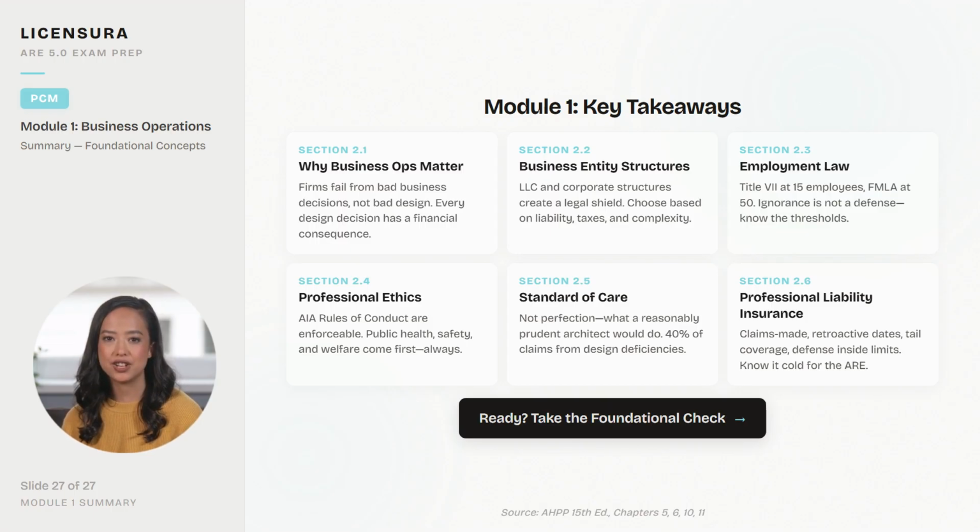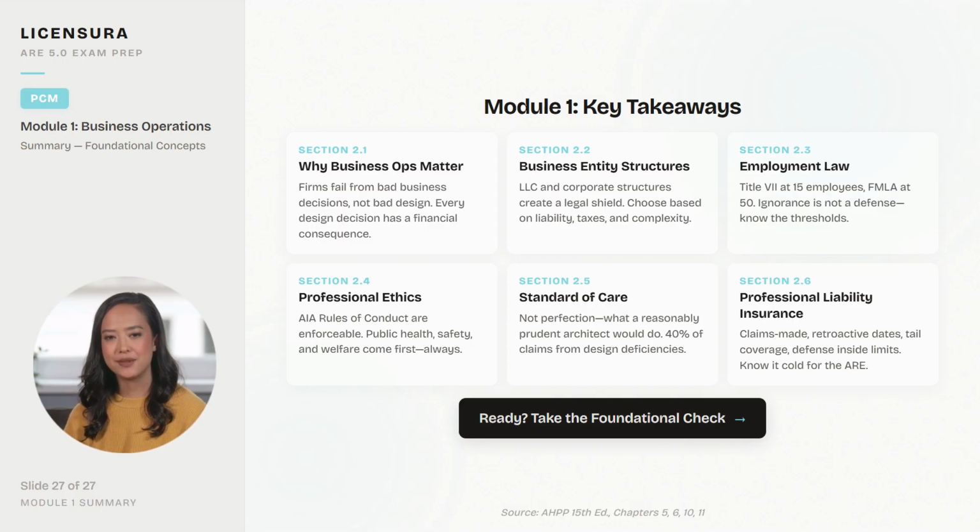We started with Section 2.1, Why Business Operations Matter. The main idea is that architecture is both a profession and a business. Firms don't fail because of bad design. They fail because of bad business decisions. Every design decision has a financial consequence, and understanding that relationship is what separates firms that thrive from firms that close. Section 2.2 covered business entity structures, sole proprietorships, general partnerships, LLCs, S corporations, and C corporations.